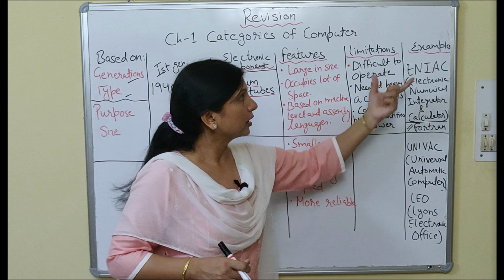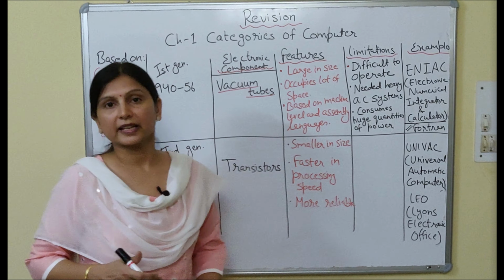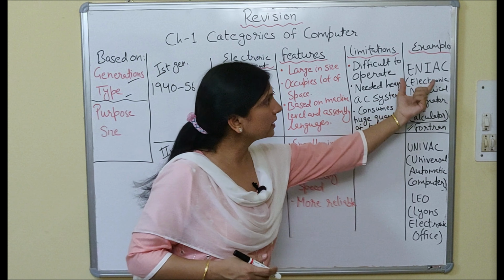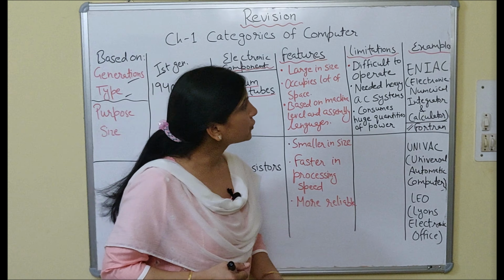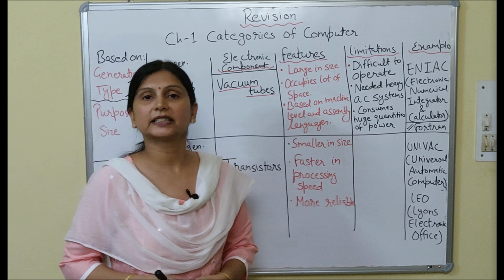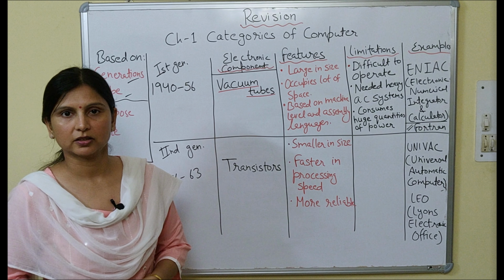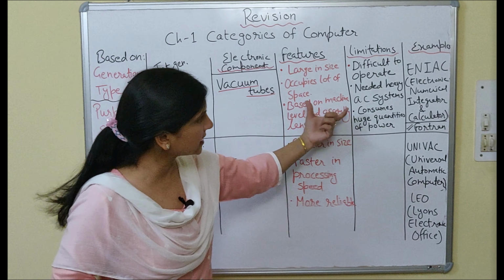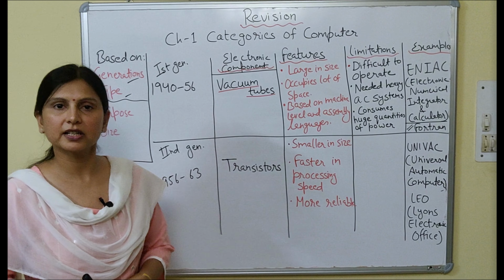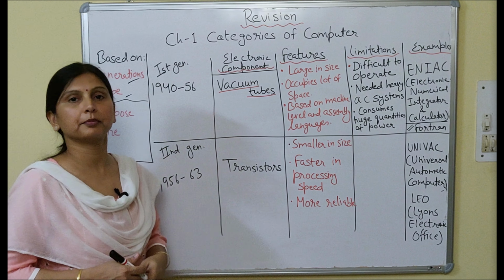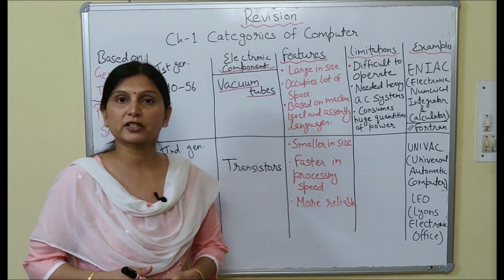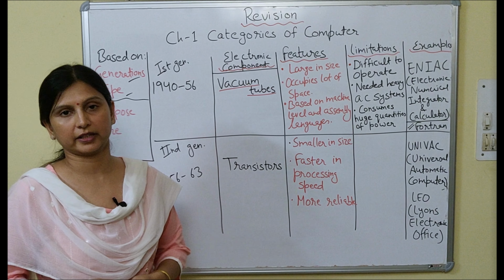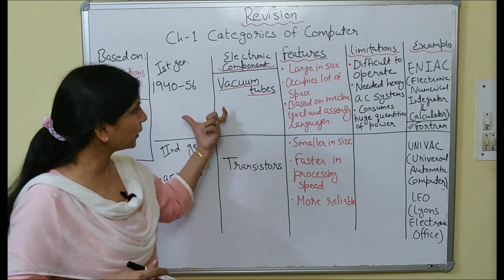Fine. Now examples. What were the examples of first generation computer? ENIAC. And what is the full form of ENIAC? Electronic Numerical Integrator and Calculator. So this is the information of first generation computer. And in first generation, there was development in software also. What was the development? Which language was developed in first generation? Fortran.